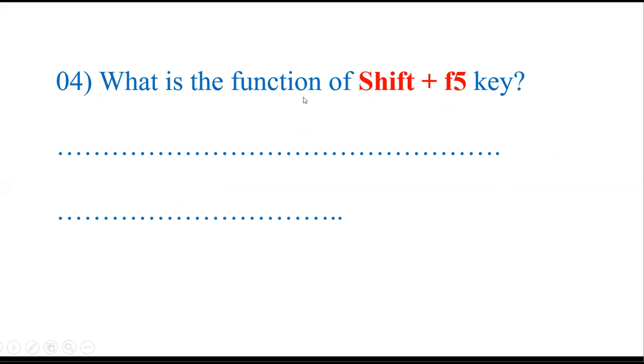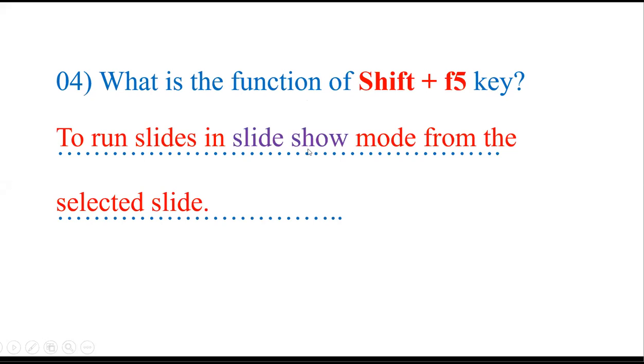Then remember next, when we use Shift and F5 it won't run from the beginning but from the current slide. Okay, it starts running from the slide we are on when we use Shift plus F5. Okay, next one here, this is the answer for that. To run the slideshow from the selected slide or the current slide where we are, right? In the slide where we are, it starts to show the slides.